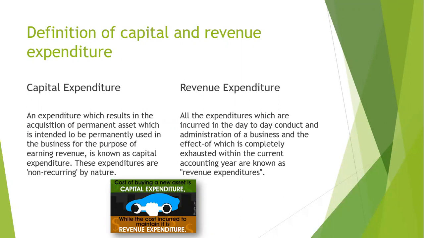Definition of capital and revenue expenditure. First of all, capital expenditure. An expenditure which results in the acquisition of permanent assets which is intended to be permanently used in the business for the purpose of earning revenue. Again, I'm going to repeat: an expenditure which results in the acquisition, meaning purchase, of a permanent asset, which is intended to be permanently used in the business. It means it is not for resale and is for the purpose of earning revenue. This is known as capital expenditure. These expenditures are non-recurring by nature.